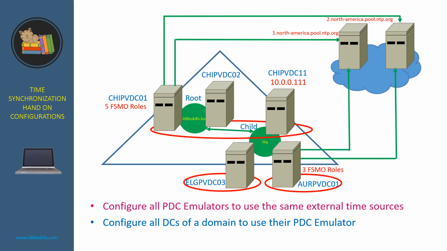time sources. The next step is to configure all DCs of a domain to use their PDC emulator. So we need to make sure GPVDC02 uses GPVDC01 as its time source. And we also need to configure GPVDC11 and LPVDC03 to use OPVDC01 as their time sources.